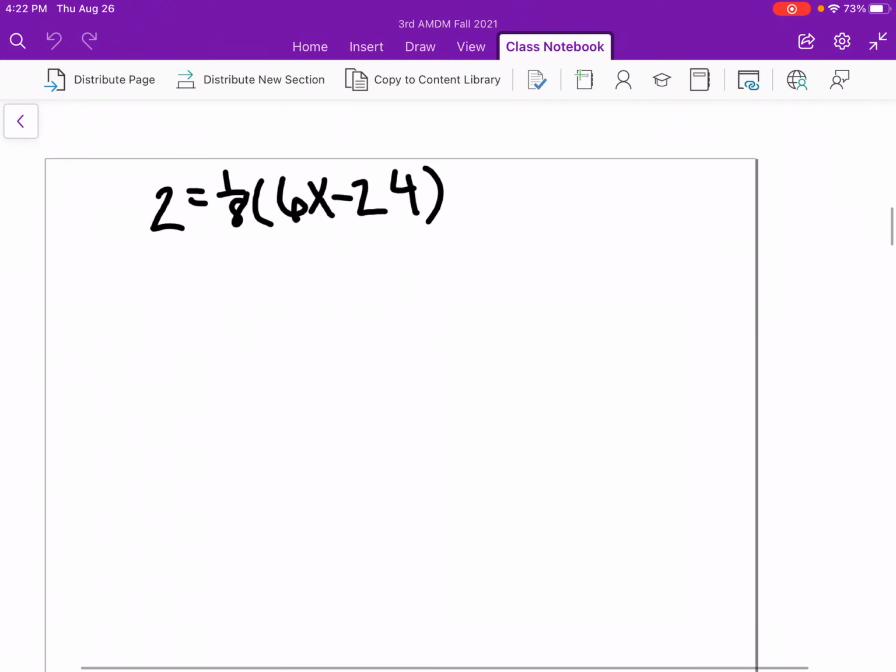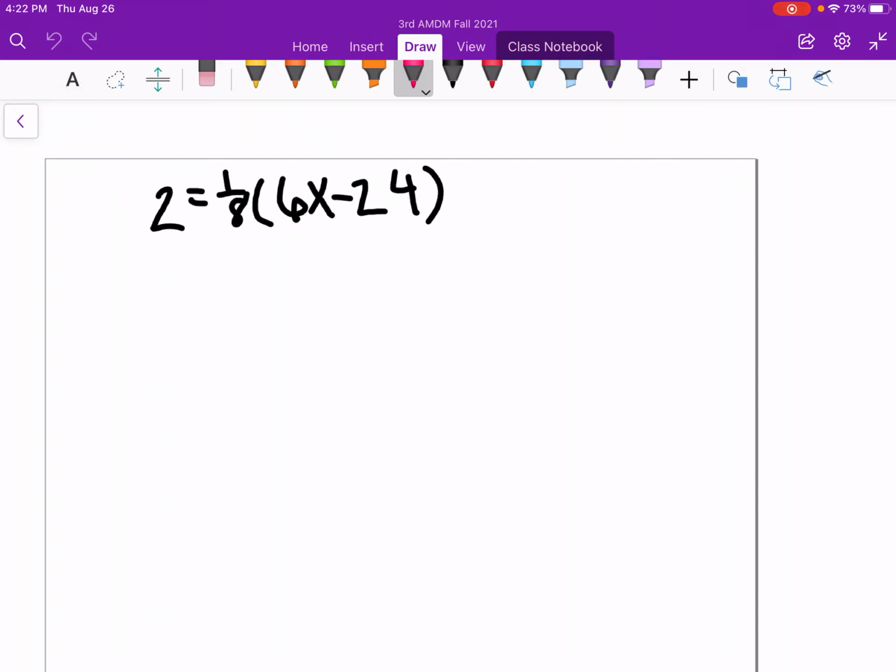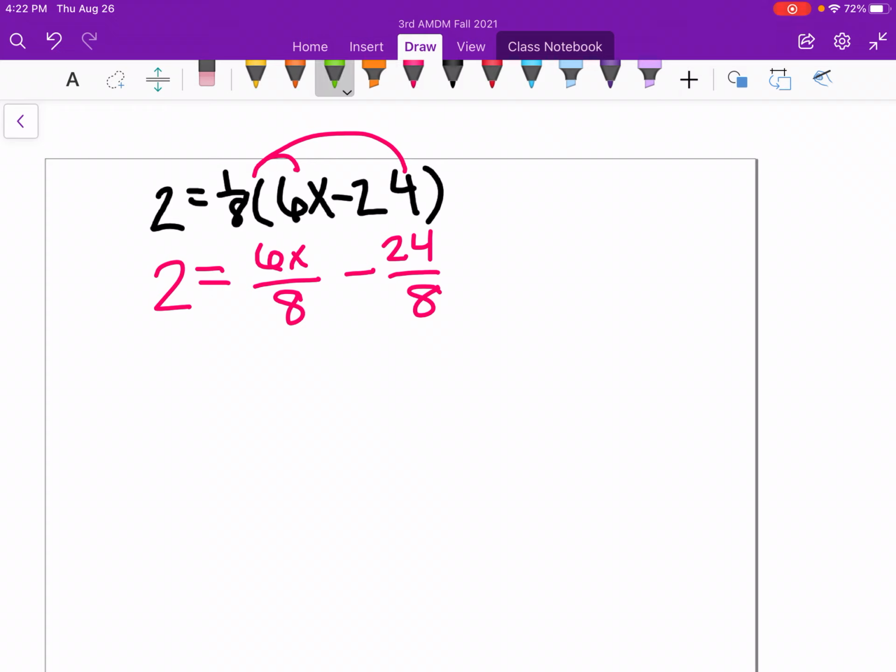So if I have a fraction in my linear equation like I have here, I'm going to start out by distributing my 1/8 to both of these. So I get 2 equals 6x times 1/8 is 6x over 8, and then negative 24 times 1/8 is negative 24 over 8. Now, you can reduce that, but I understand that we all don't really like fractions, so we can get rid of it by multiplying everything by 8.